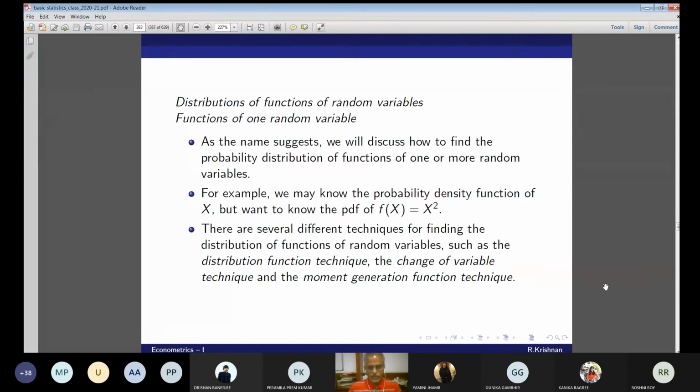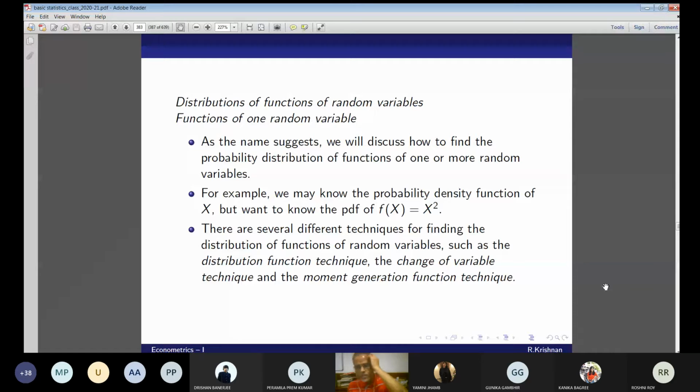Distribution functions. Here is where probably the difficulty level increases. What am I going to do now? Distributions of functions of random variables, starting with functions of one random variable.